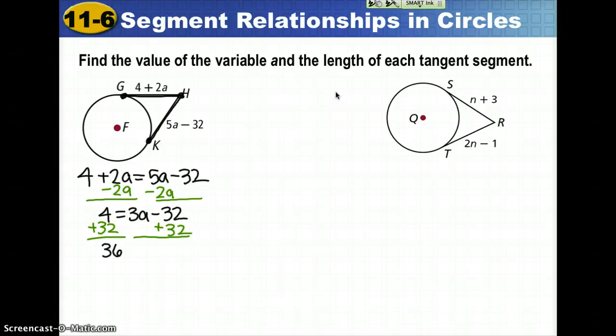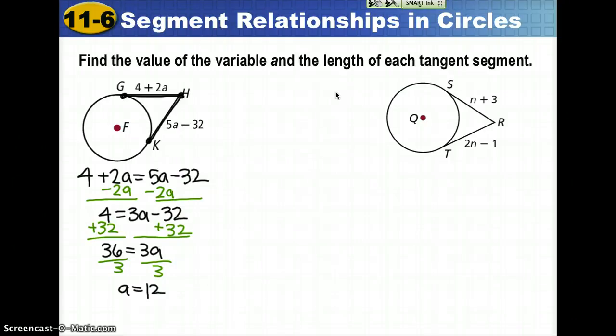36 equals 3a. When we divide both sides by 3, a equals 12. Okay, so a equals 12. That's great. We've answered the first half of the question.